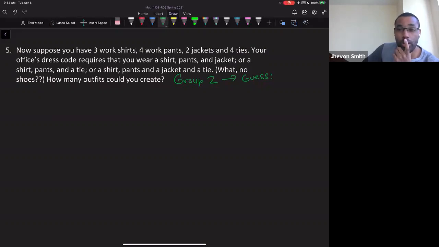Is anyone who does not know what to do able to come up with a guess, any idea what to do? What direction would you think in? What would you think might be a good idea based on what we've been doing? Any idea of how we could start? Give me an idea of how to start. Would you maybe use the multiplication rule? Okay, how? Where? When?